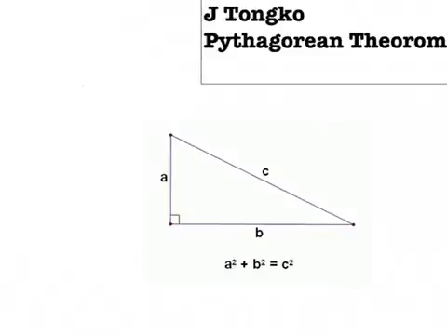Hello, my name is Joseph Tongko, and today we're going to learn how to do Pythagorean theorem. You use Pythagorean theorem to figure out the unknown value of c in the right triangle.